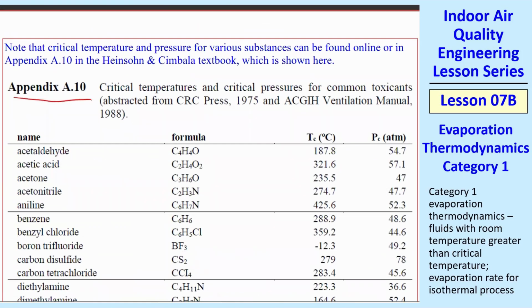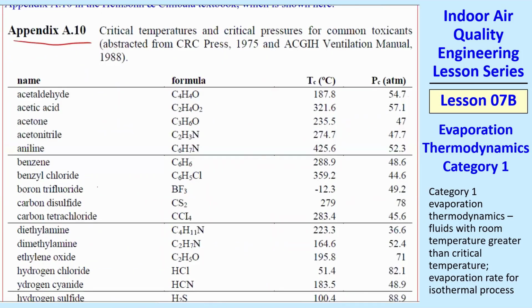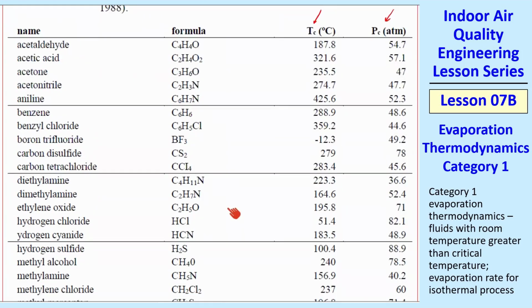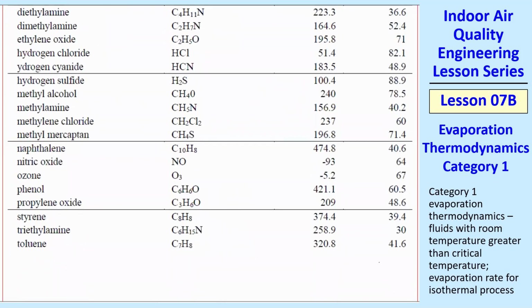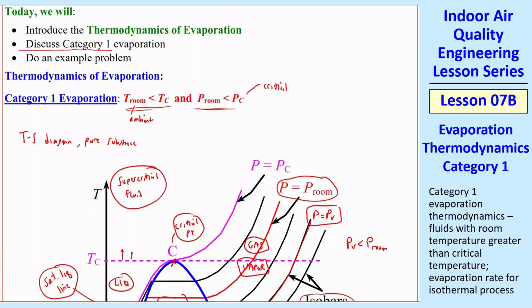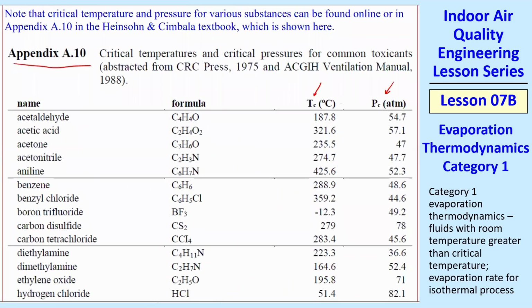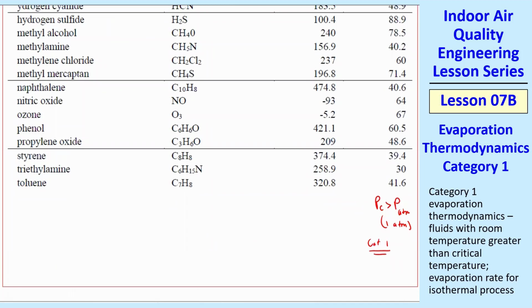Appendix A10 in our book has a bunch of chemicals and their critical temperature and their critical pressure in atmospheres. So if this is above 1, that means PC is greater than typical room pressure, which is atmospheric pressure of 1 atmosphere. So for all these cases, we see that PC is greater than P atmosphere, 1 atmosphere at SATP conditions. And so that's part of our category 1. PC is greater than P room. So we see that all these chemicals satisfy that part. All these would lend themselves to being category 1.